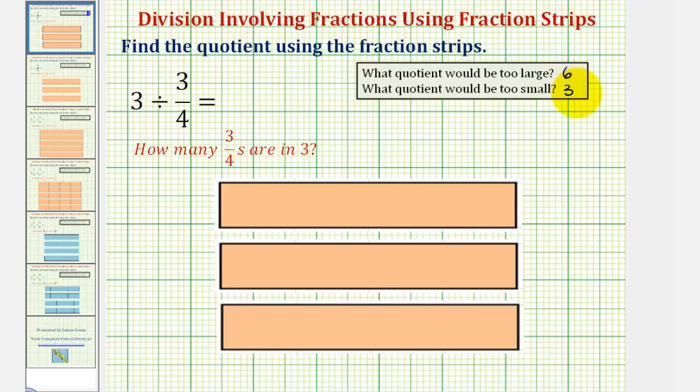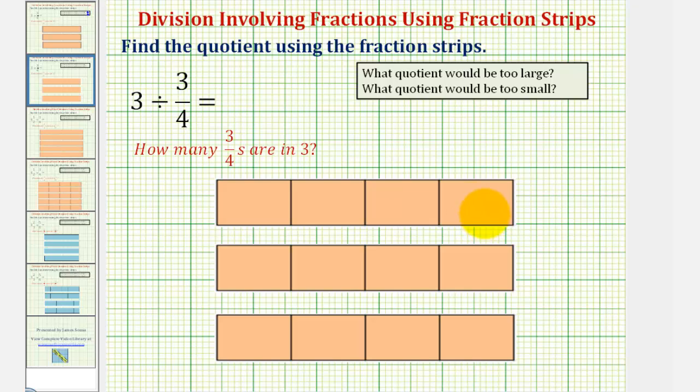And now to consider our specific quotient, again we want to determine how many 3/4 there are in 3. To do this, we'll cut or partition each strip into fourths. Remember, each strip represents one whole. So if we cut or partition each strip into fourths, it would look like this. And now in this form, we can count the number of 3/4 in 3.